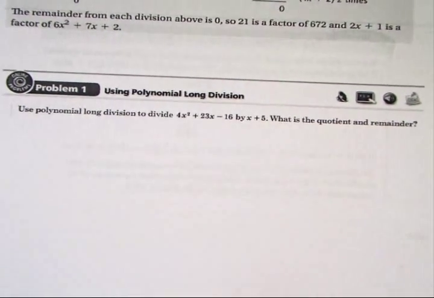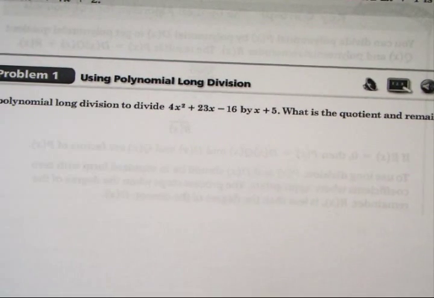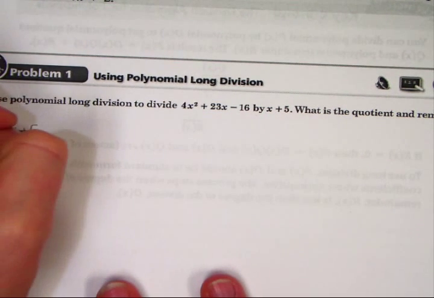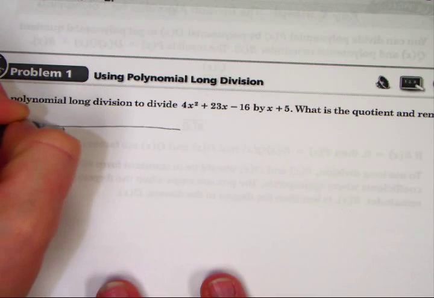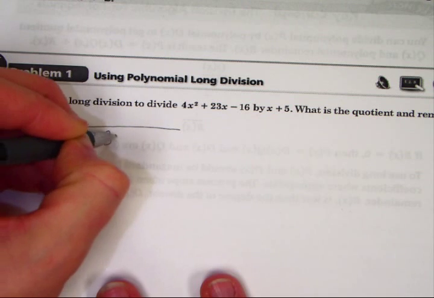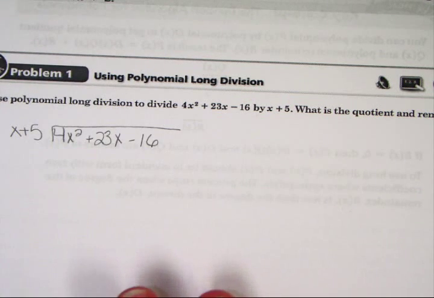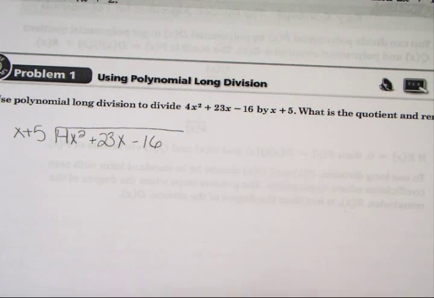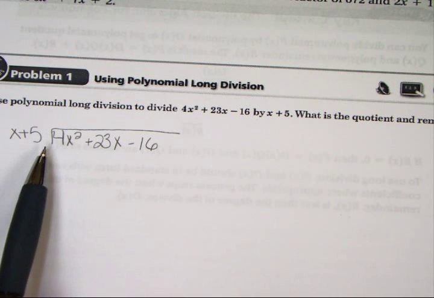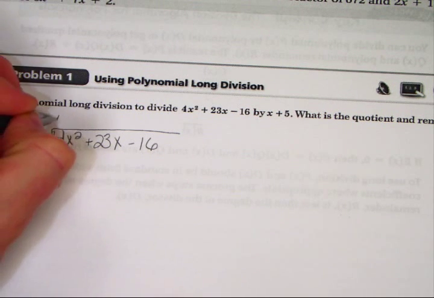Long division. Use polynomial long division to take 4x squared plus 23x minus 16 and divide by x plus 5. So we're going to set it up. You put x plus 5 on the outside, and you put what you want to divide, your divisor, over here. Now, in order to do this, go back to Algebra 1, let's think. How could x become 4x squared? And if you want to write that question down, it might be a good idea. How does x become 4x squared? You multiply it by 4x.